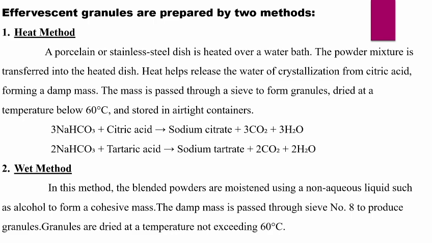Once the dough mass is prepared, it is passed through a sieve, number 8, and once it is sieved through sieve number 8, the granules are collected. Once the granules are collected, they are dried at a temperature below 60 degrees Celsius and stored in airtight containers.